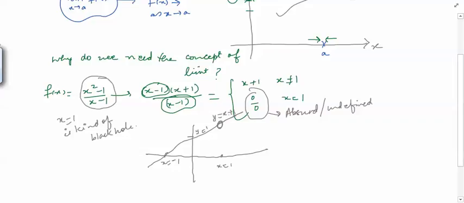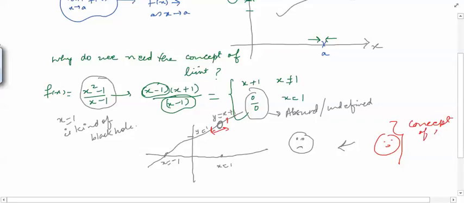That makes us sad because we don't know what happens to our function at x is equal to 1. But then somebody comes and says, don't be sad. If you don't know what happens to your function at x is equal to 1, I can at least tell you what happens to your function in the vicinity of x is equal to 1. That makes us a little happy. So from here the concept of limit arises. If we don't know what happens to a function at a particular point and we know at least what happens to the function in the vicinity of that point, that is useful.